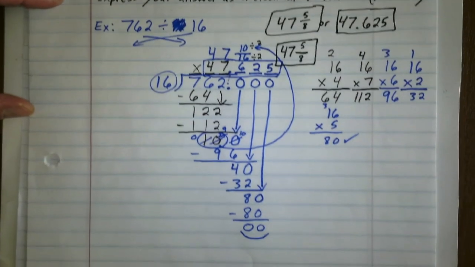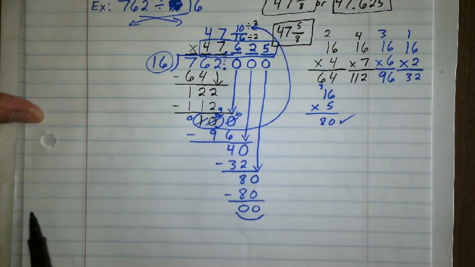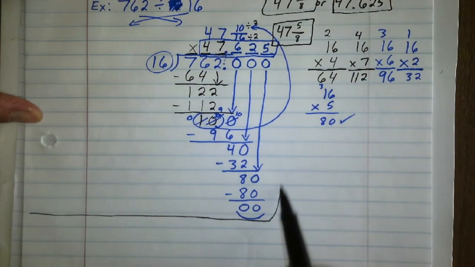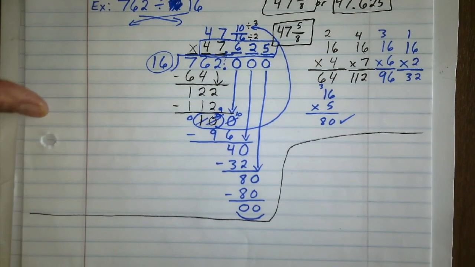We're going to kind of draw a line in our notes here to kind of divide what we've already done.